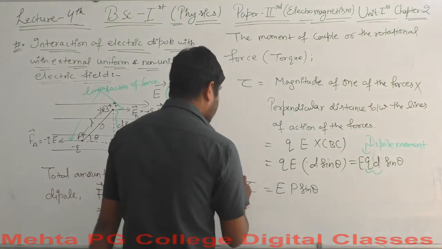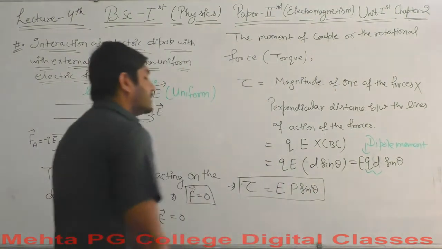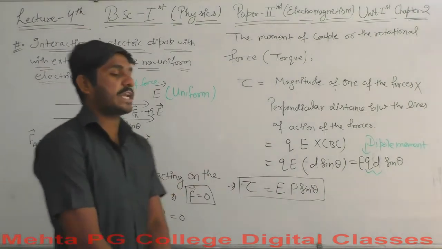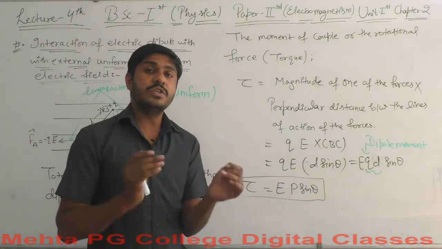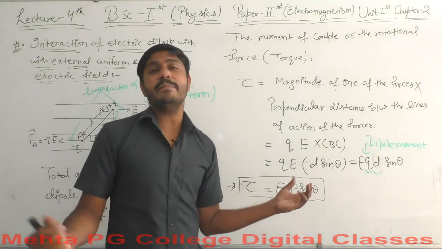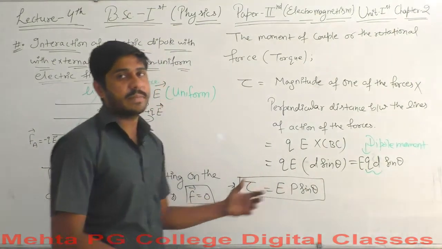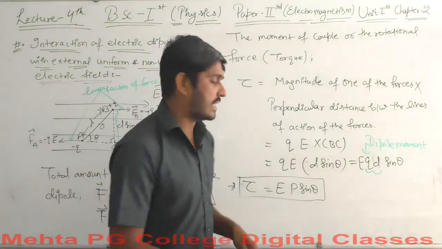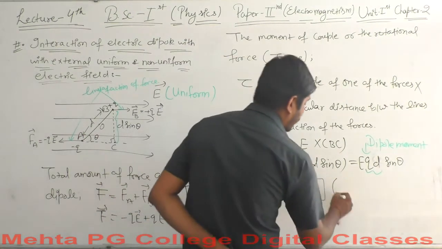This is the scalar or the magnitude form of the total rotating force acting on the dipole within a uniform electric field. This is the scalar or the magnitude form. Scalar form doesn't suit well, but the magnitude form suits well. This is the magnitude form.